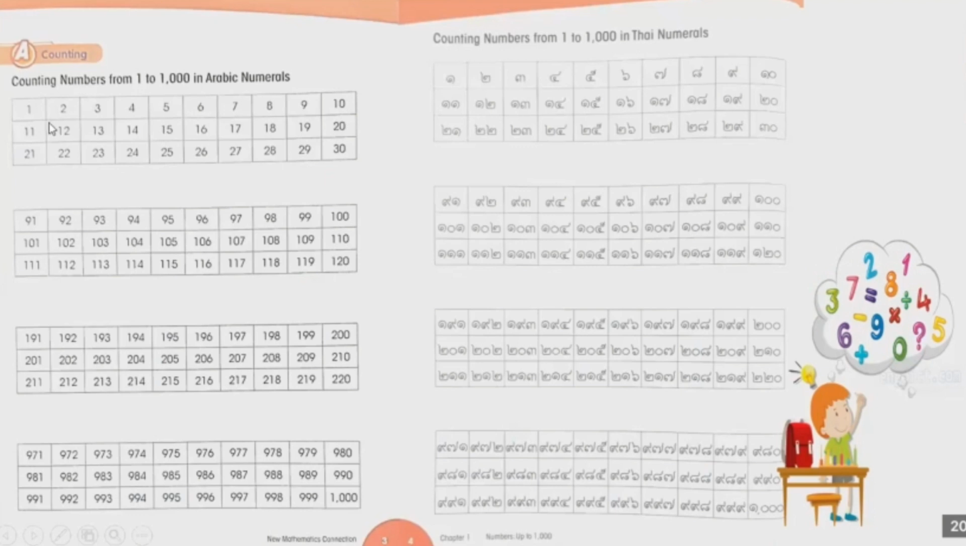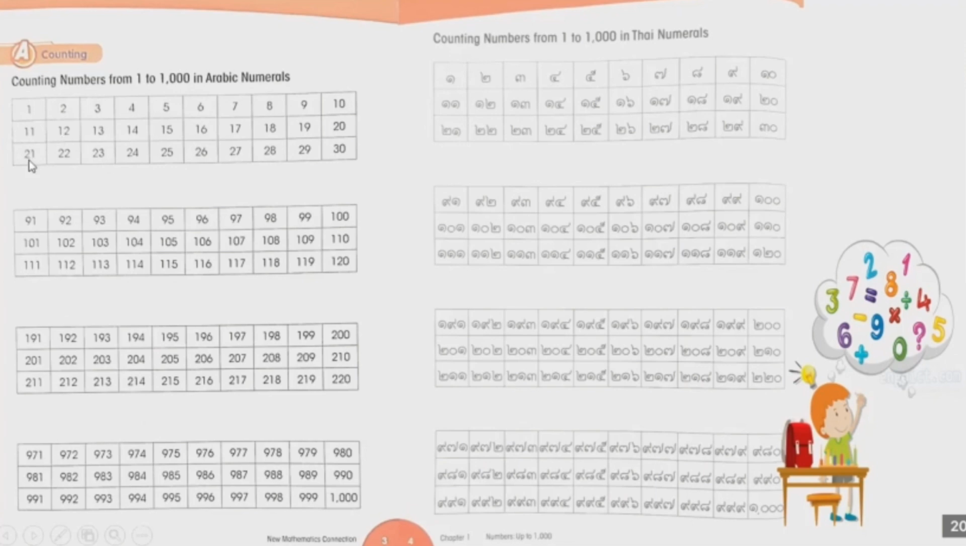30, counting numbers by 1. So let's count here. Count with me. 1, louder. 1, 2, 3, 4, 5, 6, 7, 8, 9, 10. It's very easy. Faster. 12, 13, 14, 15, 16, 17, 18, 19, 20, 21. I hope you can count numbers as fast as how I count the numbers.